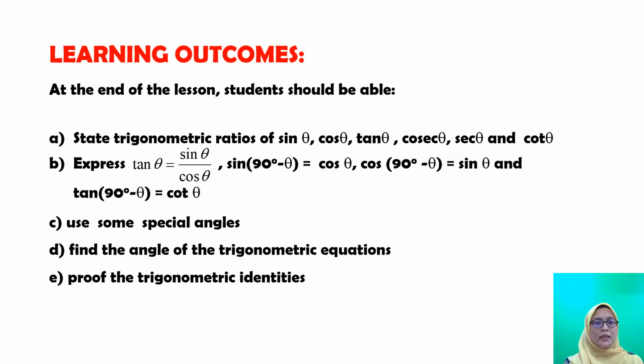Okay, so this is our learning outcome. At the end of this lesson, you are able to state trigonometric ratios of sine, cos, tangent, cosecant, secant and cotangent theta. Then express tangent theta equal to sine theta over cos theta. Then sine 90 minus theta equal to cos theta, cos 90 minus theta equal to sin theta, and tangent 90 minus theta equal to cotangent theta. Then use some special angles, then find the angle of the trigonometric equations, and the last one is prove the trigonometric identities.